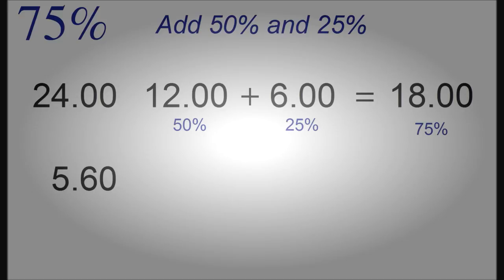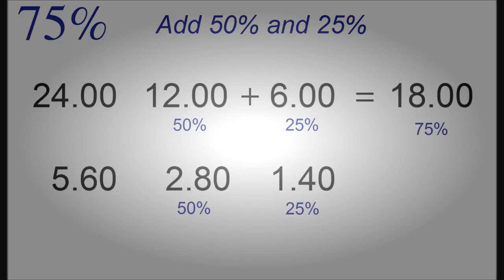We do the same thing for 5.6. Half of the number is 2.8. We take half of that number to get 1.4. And to get 75%, we add these two numbers together, which is 4.2.